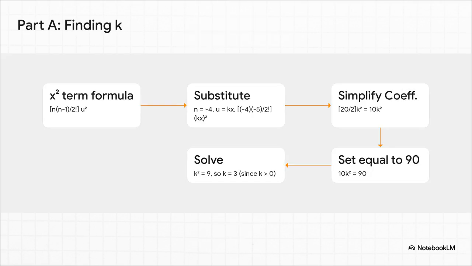Now for part 1. The smart move is realizing you don't need the whole expansion. Not at all. We just need the general form for the x² term. So we plug in our values. n is -4, and our u is kx. That gives us the expression for the x² term. And since we know its coefficient is 90, we can set our coefficient expression 10k² equal to 90 and just solve it. The question says k is positive, so that means k has to be 3.